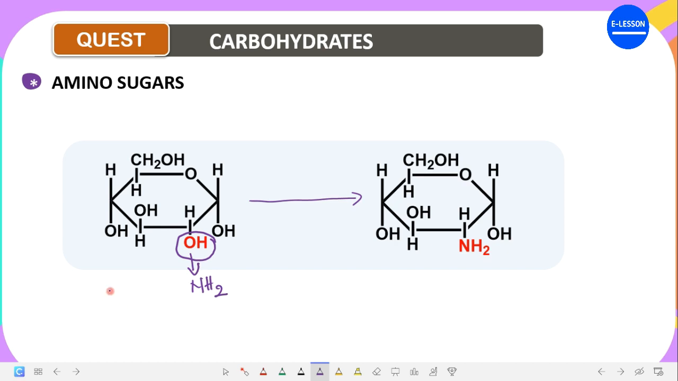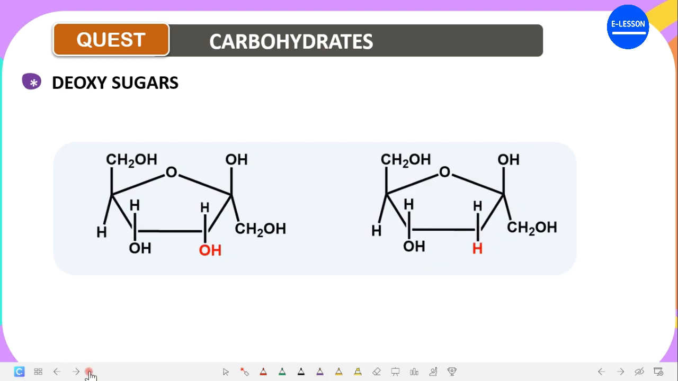For instance, this is the structure of glucose. We always use glucose because it's very common. Now, when the OH group of glucose is replaced, if you see this new structure here, what are you having here? No longer OH, but NH2. You form what is called glucosamine. So that is the structure of glucosamine.